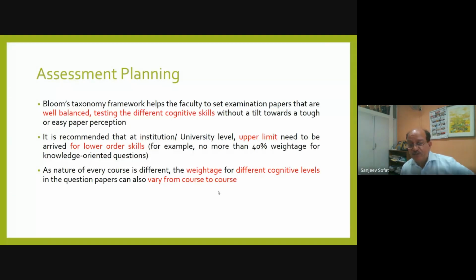Now we have to put up an upper limit. What sort of low order skills would we like to have? You can think about 20% of the questions being on remembering only. Fair enough, but not that the whole question paper is of remembering only. So you have to define the weightage for different cognitive levels, and they can vary from course to course. That's where, as a faculty, this comes under your purview. Whatever course we are teaching, my weightage for different cognitive levels may be different.